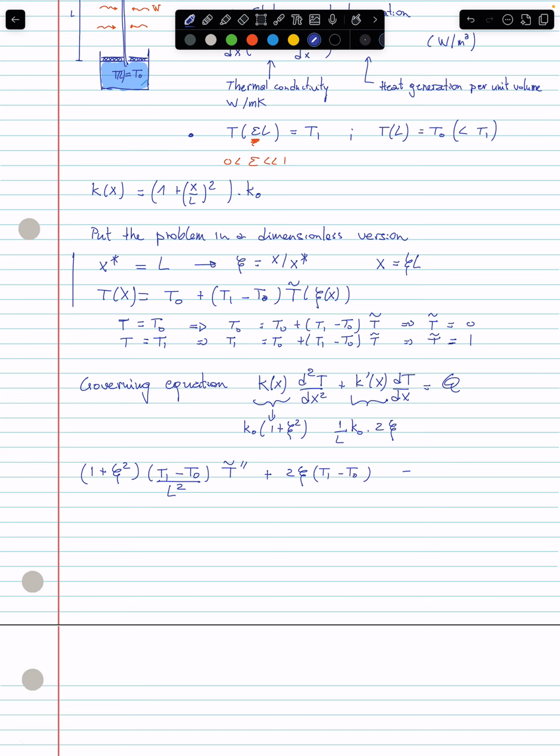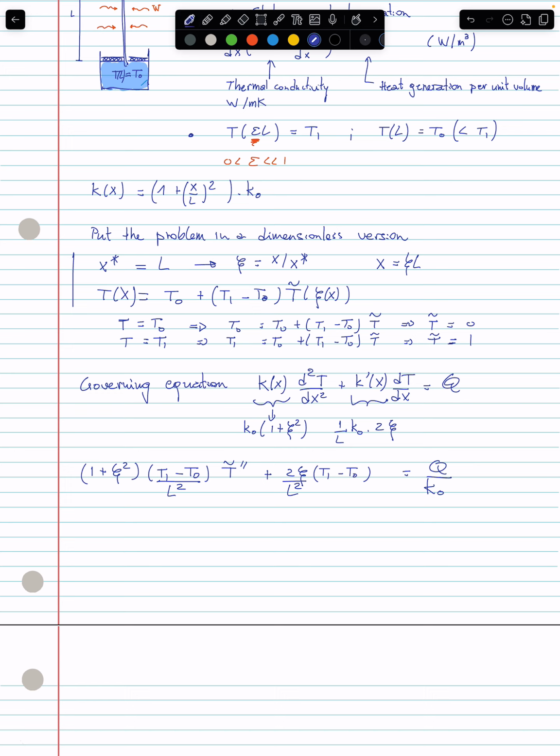K0 will disappear on the right hand side. And we have an L here coming from the first derivative of k. And we have another one coming from the derivative of t with respect to x. All right, so we see that we can then multiply left and right by this quantity here.